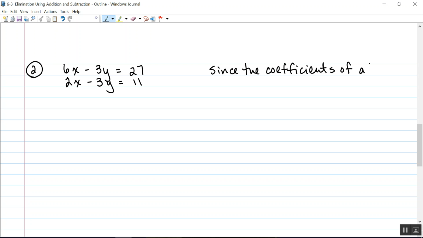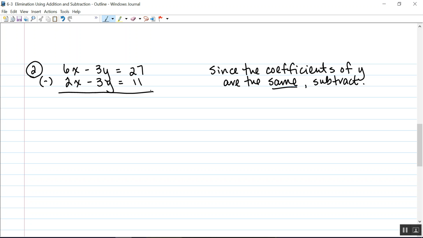So since the coefficients of y are the same, I'm going to subtract the two equations, and that will eliminate my y. So let's put a minus sign out front, put it in parentheses so you don't think that that's a negative 2x.